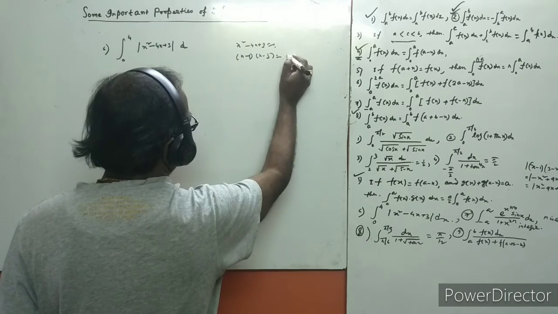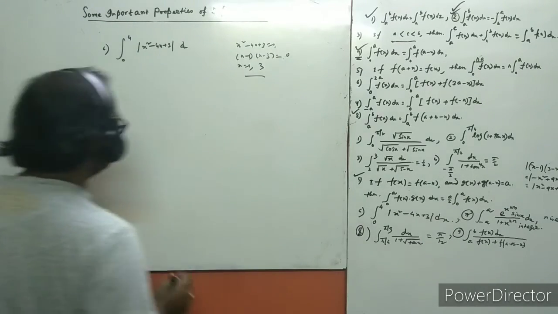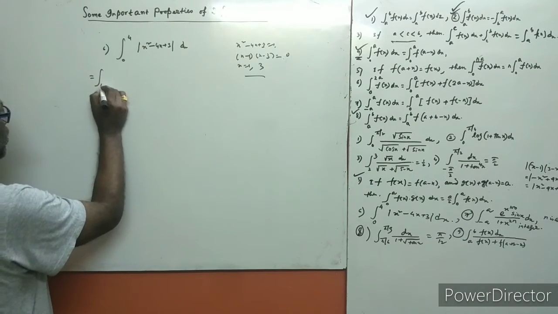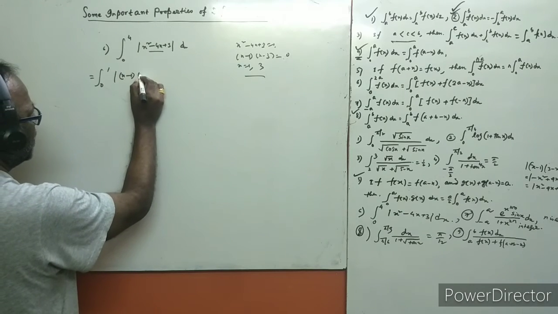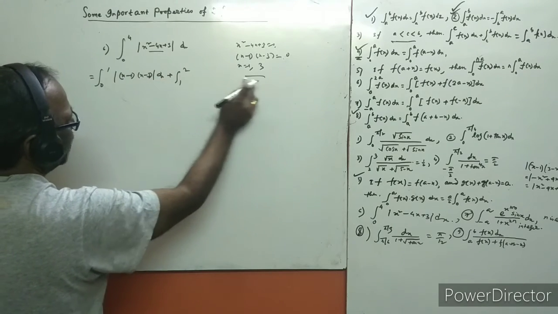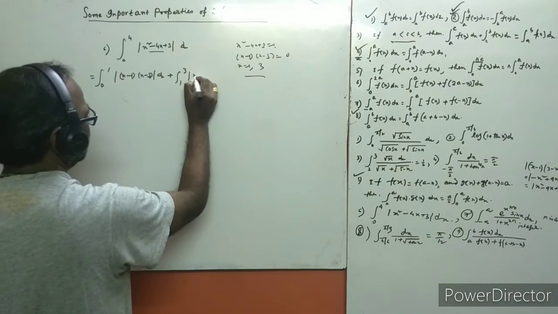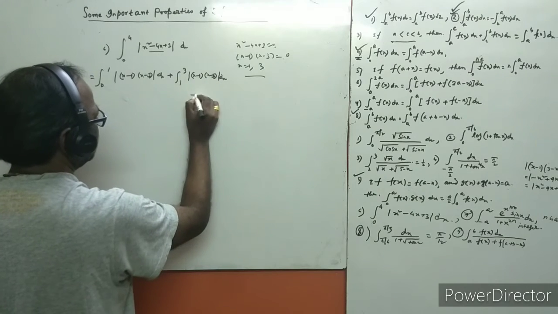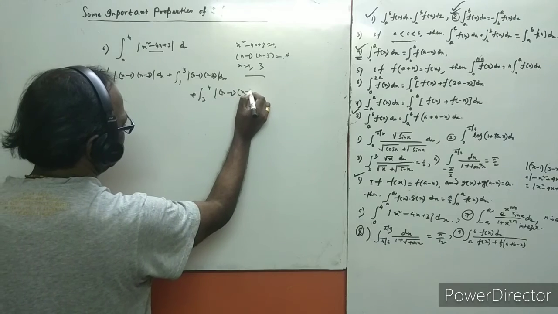Okay, I think that is the right factorization. So you can write x equal to 1 and 3, so 1 and 3 are the points in between 0 and 4. So split this integral: 0 to 1 of mod of x minus 1 and x minus 3 dx, and also 1 to 3 of mod of x minus 1 and x minus 3 dx, and also 3 to 4 of x minus 1 x minus 3 dx.